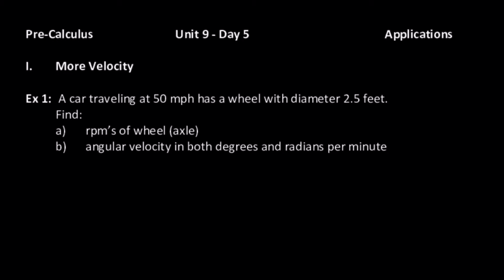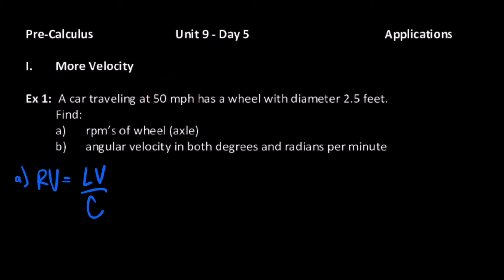Find A, the RPMs of the wheel, the axle. So RPM, that's rotational velocity. And remember, rotational velocity equals linear velocity divided by circumference. This poses a little bit of an issue because our linear velocity and our circumference have to be in the same units because we're dividing them. If you notice here, we've got 50 miles per hour, and we have a diameter of 2.5 feet. So we need to do a conversion, either feet to miles or miles to feet. This will be much easier to convert.